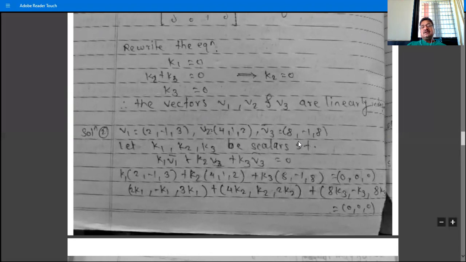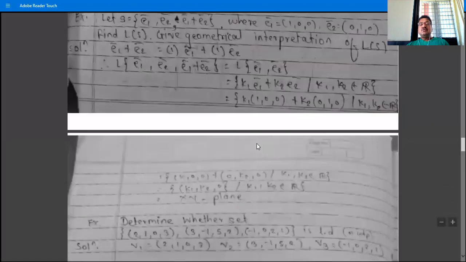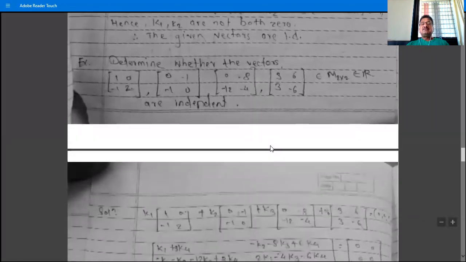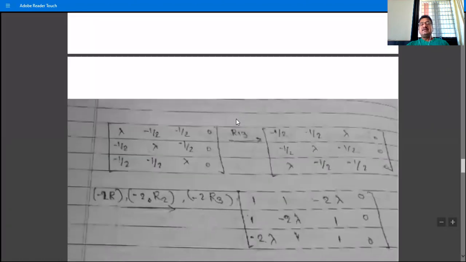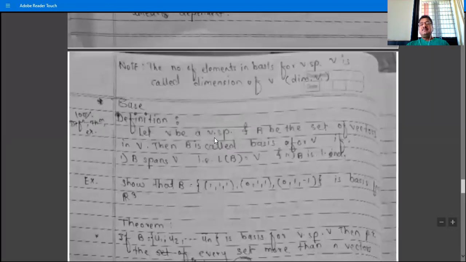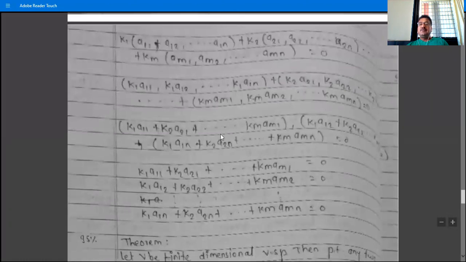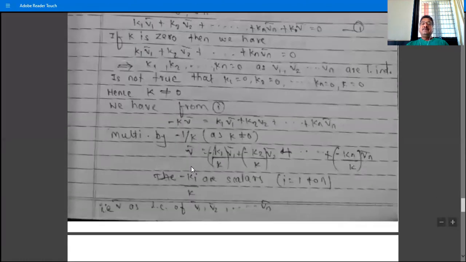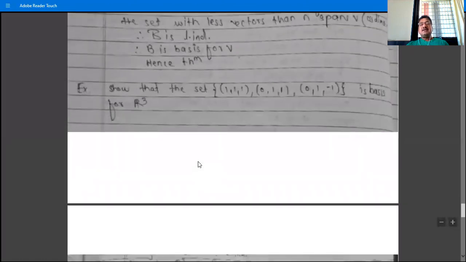So if the set contains 3 vectors from R3, then it may or may not be a basis of R3. But if the set contains more than 3 vectors or fewer than 3 vectors from R3, then it is not a basis of R3. If you form the set containing these 3 vectors, then it is not a basis of R3 because this set is linearly dependent. Similarly for the remaining examples: if the set contains 4 vectors from R raised to 4, then it may or may not be a basis. It is a basis of R raised to 4 if the set is linearly independent, or the set spans V.